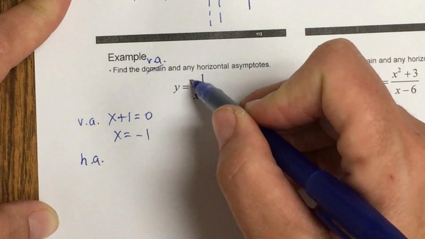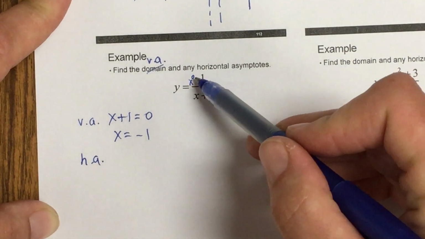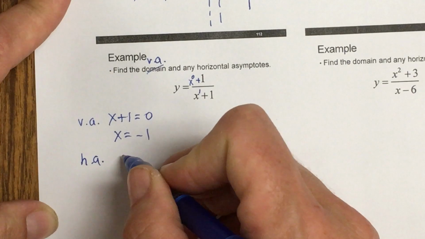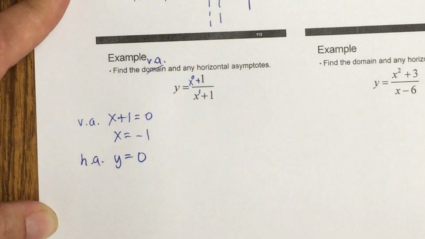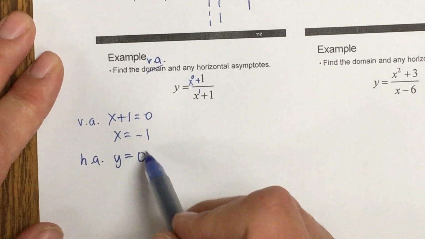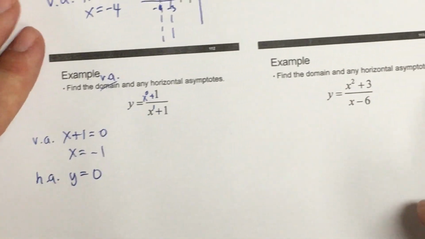So there's like a cute little x to the 0 right there that we don't write. It's like a ninja one. So you can see that this degree is less than this degree to the first. So that means that y equals 0 is our horizontal asymptote. So here's our vertical asymptote, here's our horizontal asymptote. Don't tell me it's 0, tell me it's y equals 0.